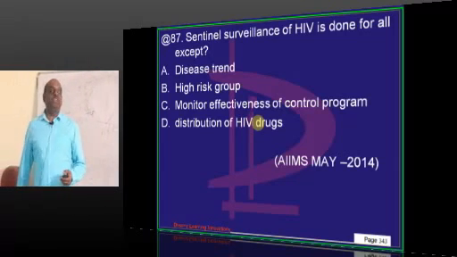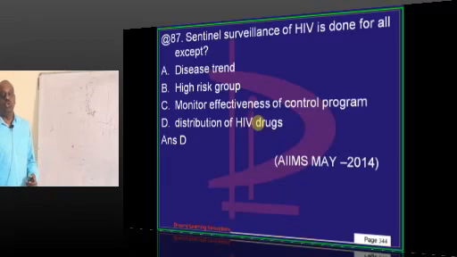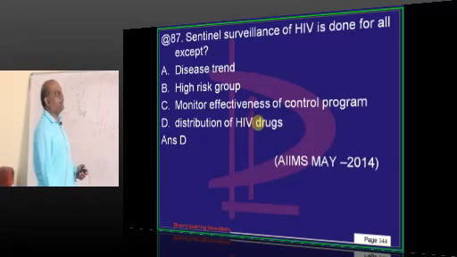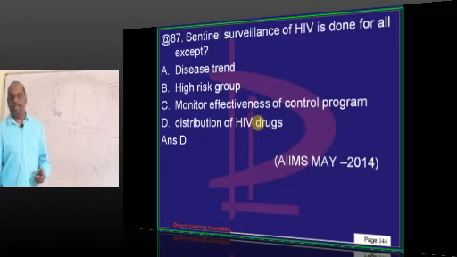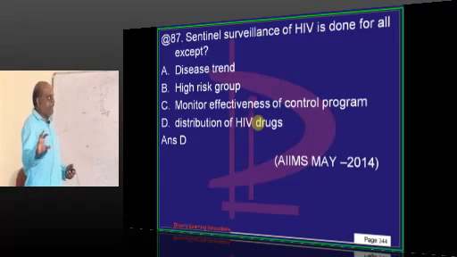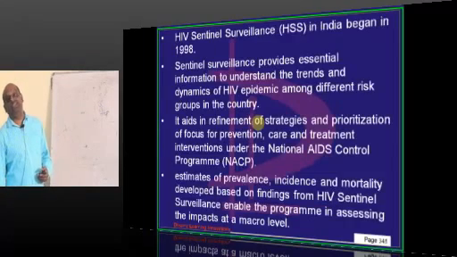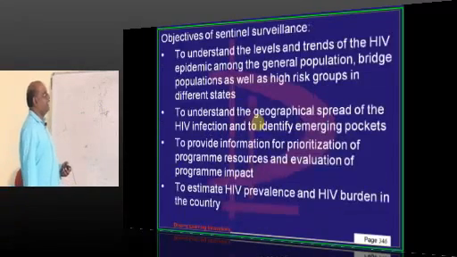Sentinel surveillance in HIV is done for what purpose? To know the trend. आजकल HIV किस तरफ जा रहा है, उसका हवा, trend. High risk group कौन कौन है population में, कितने लोग हैं, how many are commercial sex workers, etc. To monitor the effectiveness of the control program, not for distribution of HIV drugs, we do the sentinel surveillance, is what need to be remembered.